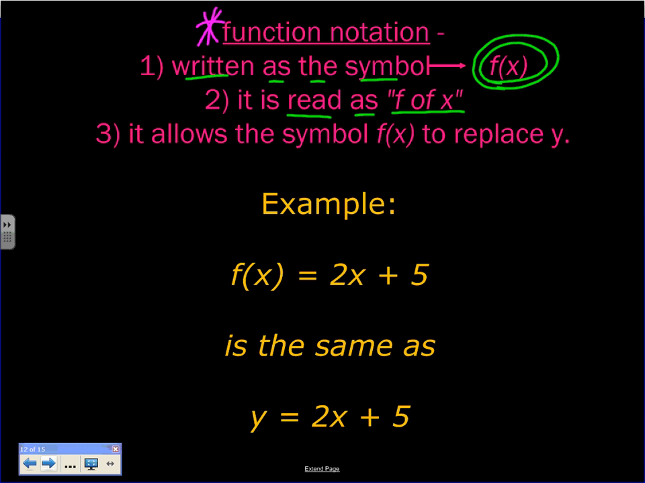The reason why I said that this is very similar to what you've been doing is because it allows the symbol f of x to replace y. So if we look here at our examples, what is the only thing different in those two equations? Instead of f of x, we have y, or vice versa. Instead of y, we have f of x. So whenever you see a function notation written like this, you should think f of x is in place of y.